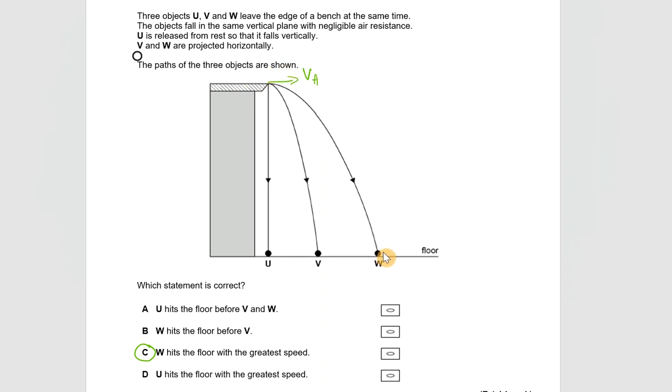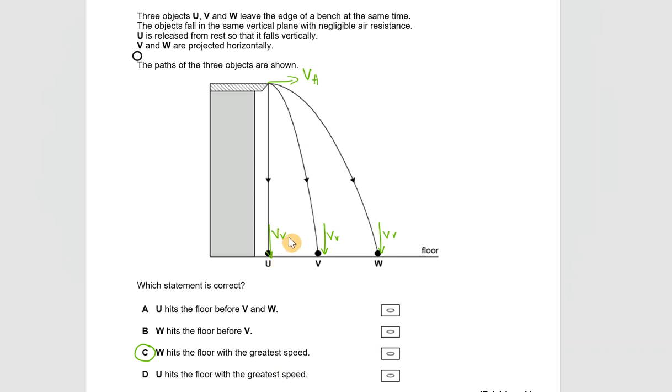We can see W has a larger horizontal velocity than V because it's travelled further out from the bench before it hits the floor. So when they hit the ground, they've all got the same vertical velocity because none of them had any vertical velocity to begin with, and they've all been accelerating in the vertical direction due to gravity, so they've all got the same vertical component when they hit the ground.